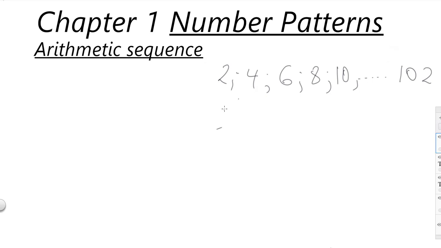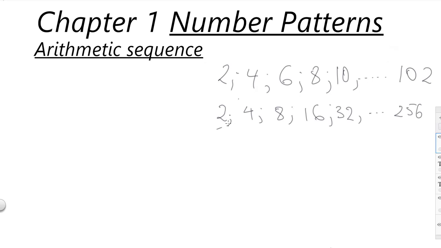Okay, so we can have another number pattern. For example, we have 2, 4, 8, 16, 32, and then somewhere we have 256. So these two are number patterns, but the first one we add 2 to the previous number.